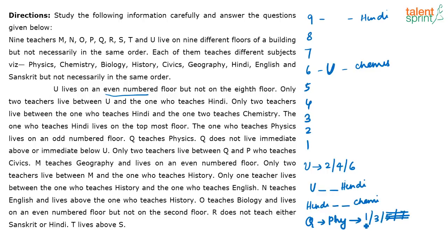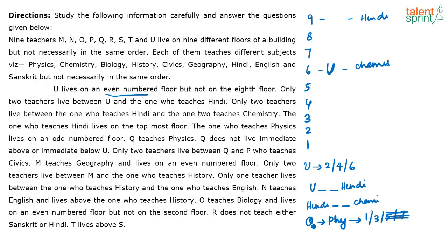Now, again we have to fix that. Let us look at the next statement. Only 2 teachers live between Q and P who teaches civics. So, if Q is in position 1, where can P be? P can be in position 4. Similarly, if Q is in position 3, where can P be? P has to be in position 6. Is that possible? That's not possible.